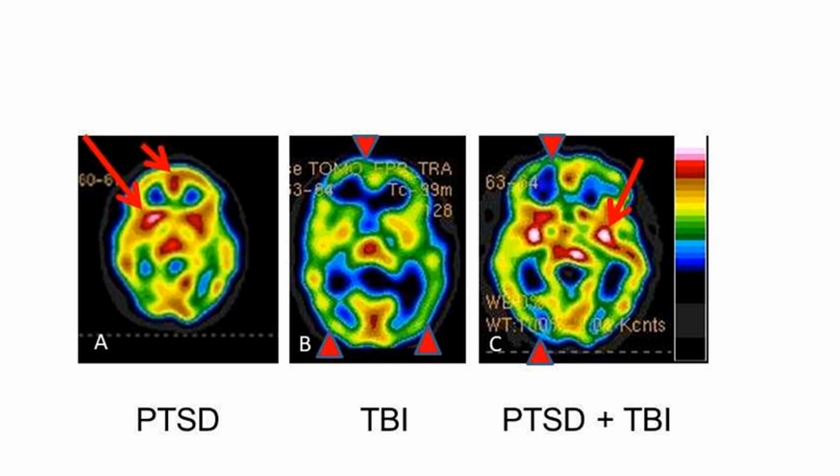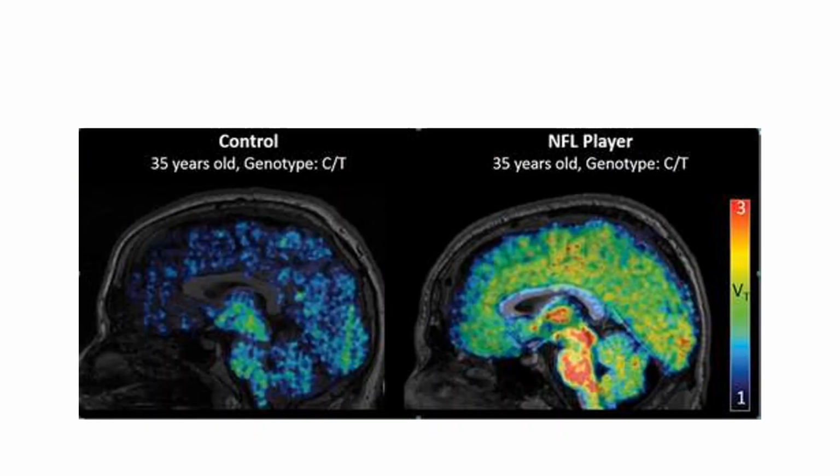This is an example of FDG brain where the patient had PTSD. In A and B, the patient has a traumatic brain injury. And then in C, it's a patient who has both PTSD and traumatic brain injury. And you can see where the arrows are pointing to alterations of the normal brain metabolism. This slide is showing comparison of a control of a 35-year-old versus an NFL player who has had multiple concussions and traumatic brain injuries.